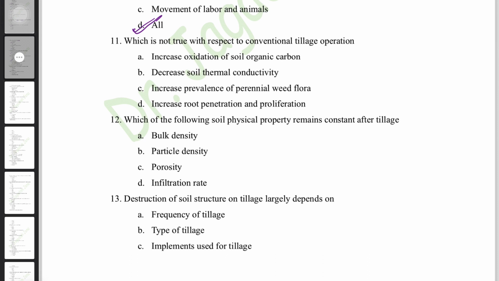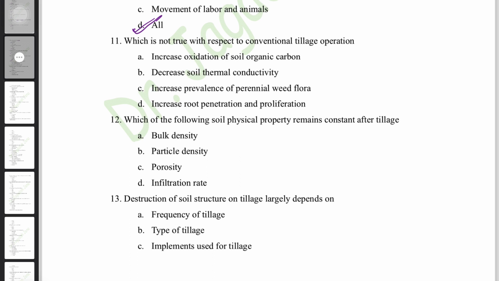Which is not true with respect to conventional tillage operation? Increase oxidation of soil organic carbon. Of course, in conventional tillage, basically we are doing both primary tillage and secondary tillage. So when you till the soil more, there is more microbial activity, and the soil organic matter is exposed to solar radiation as well. So there will be more oxidation of soil organic carbon.